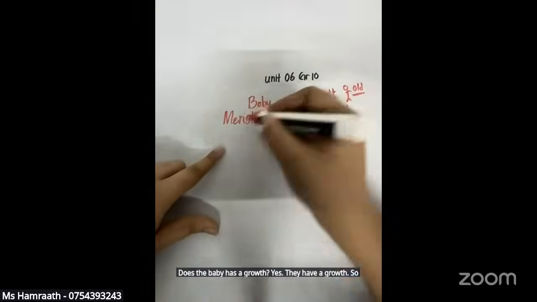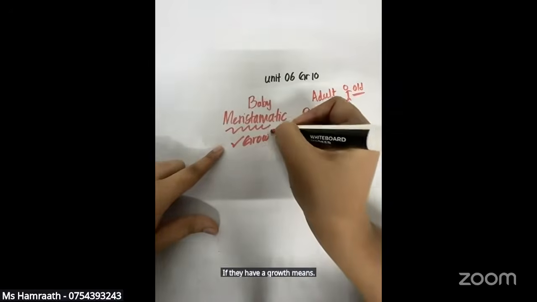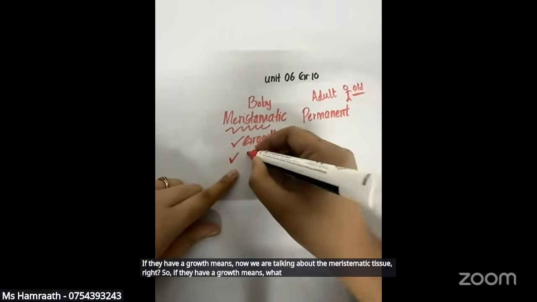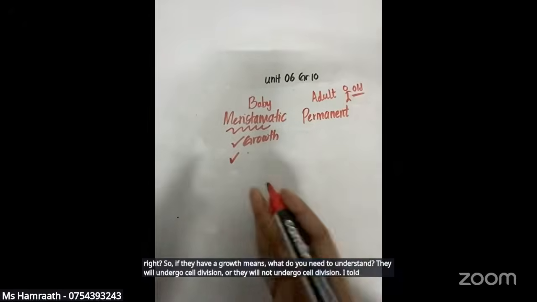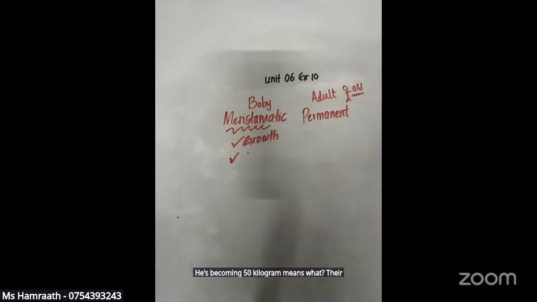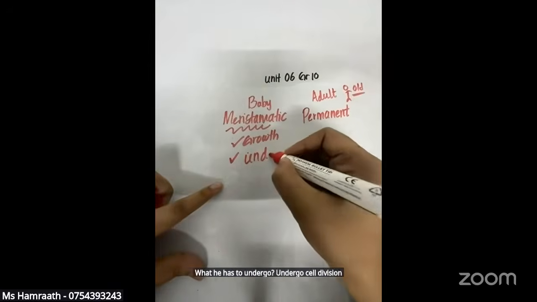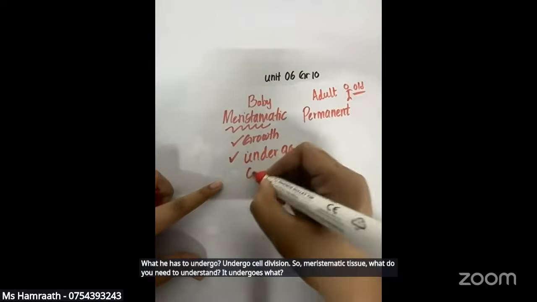So if they have growth, and now we are talking about the meristematic tissue, what do you need to understand? Will they undergo cell division or not? I told you, if a person who is 2 kilograms becomes 50 kilograms, their body cells are increasing. If the body cells have to increase, what does it have to undergo? Cell division. So meristematic tissue undergoes cell division.